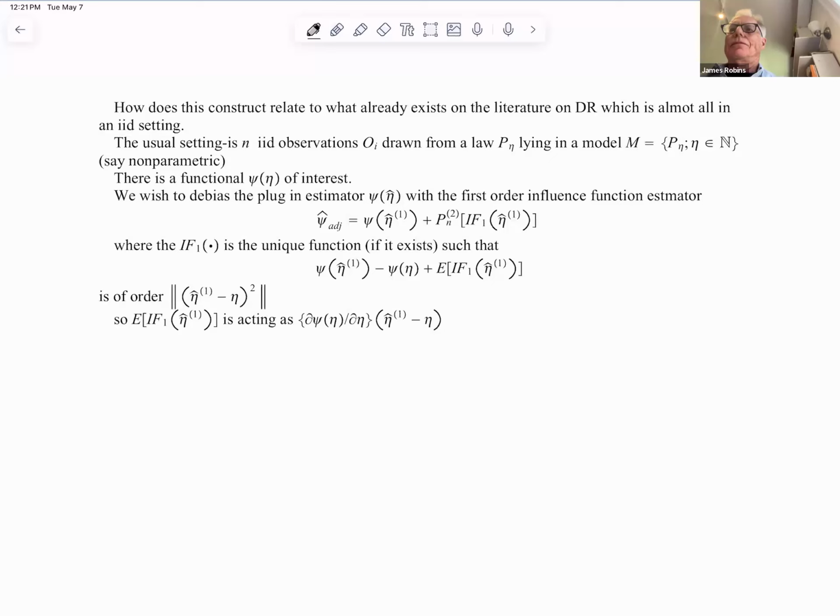Okay, so the adjusted estimator, as people know, is you take the plugin and add the sample average of the influence function evaluated at your plugin. And what is an influence function? Well, rather than define it, you can see what it is, because if it works to debias, it was the influence function in the following sense. I take my original estimator. Unfortunately, this isn't working. I have no idea why.